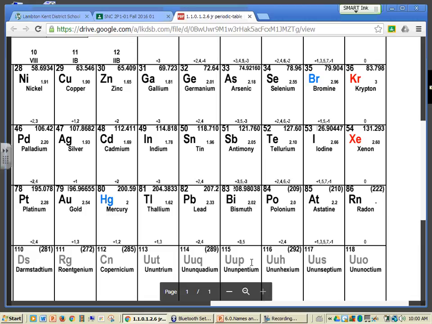Yep? No, you're looking at manganese, and magnesium is in group 2. Yeah, the ones in the middle have all kinds of numbers. And we're not going to worry too much about those. I'll talk about those when we get to them.